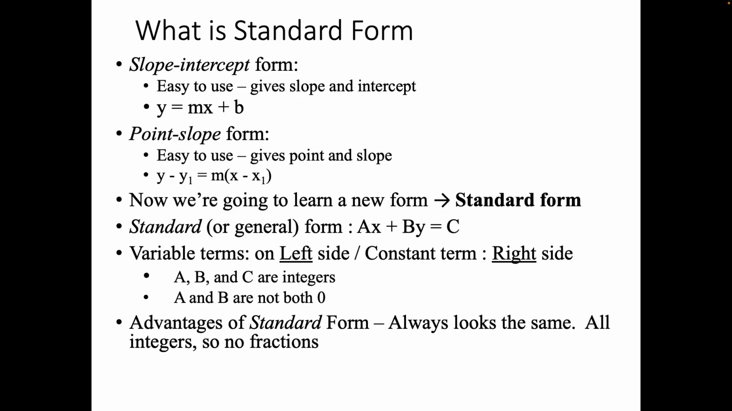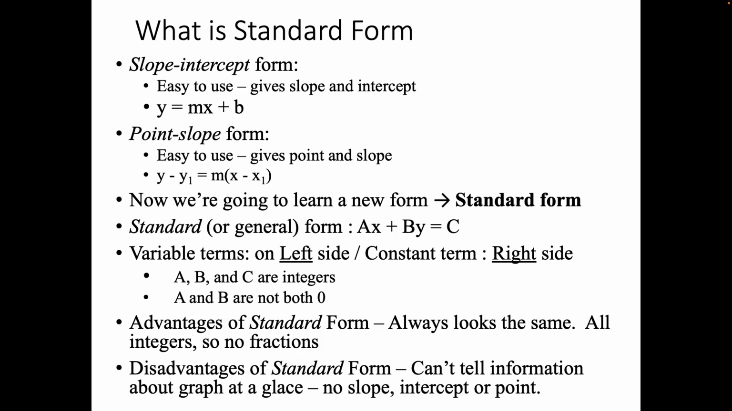And the advantages of standard form are that it always looks the same, and all the coefficients are integers, so there are no fractions. The disadvantage is you can't tell at a glance information about the graph. So there's no information about slope, intercept, or point.